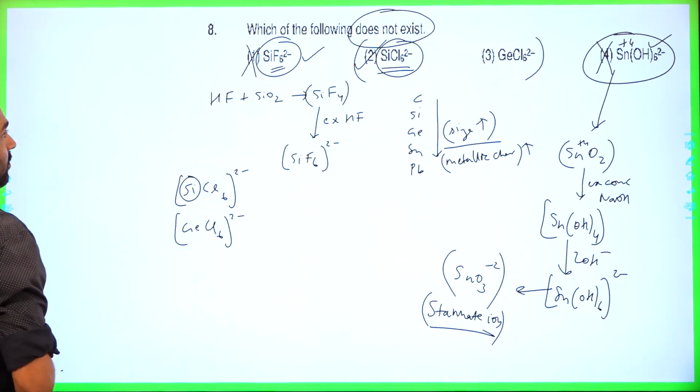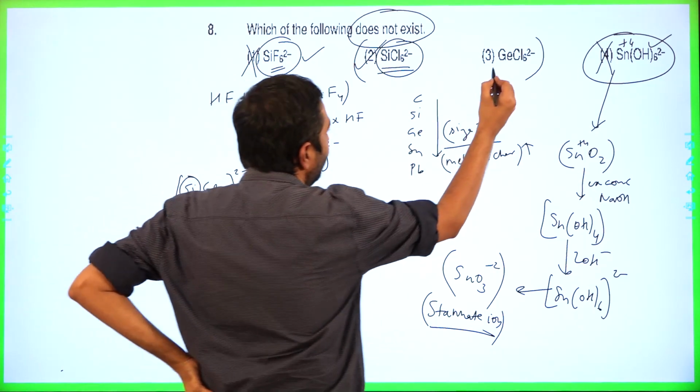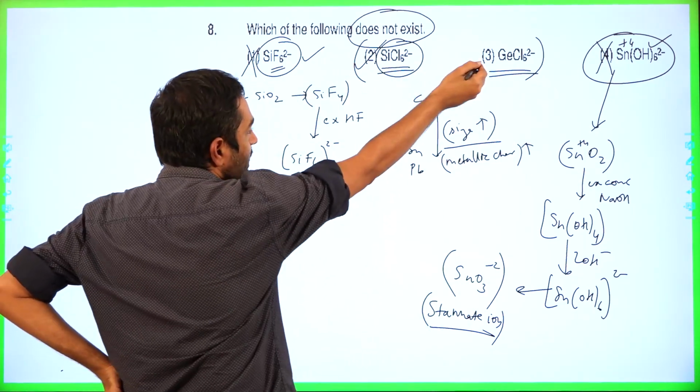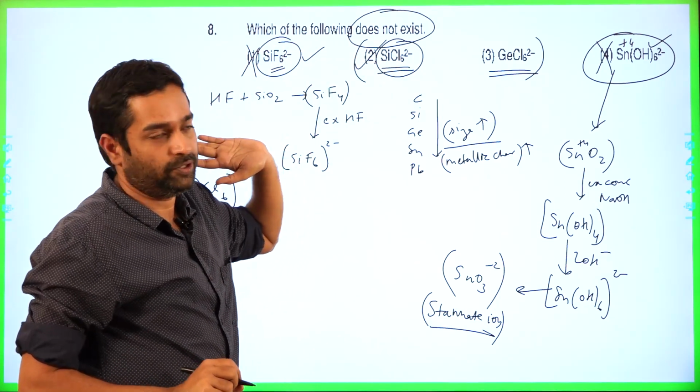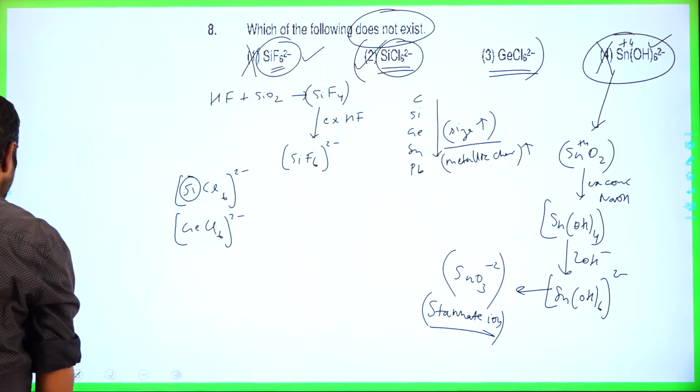So, the answer for this question is obviously option B here. This will exist. Why? Because it's definitely more stable compared to this one. So, among the options here, this is definitely the best option. Coming back to the next one here.